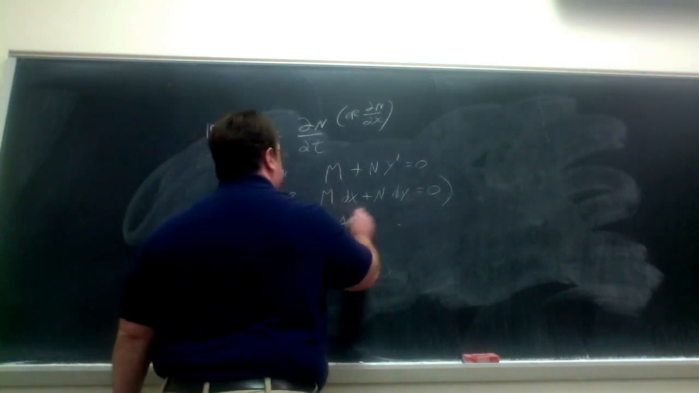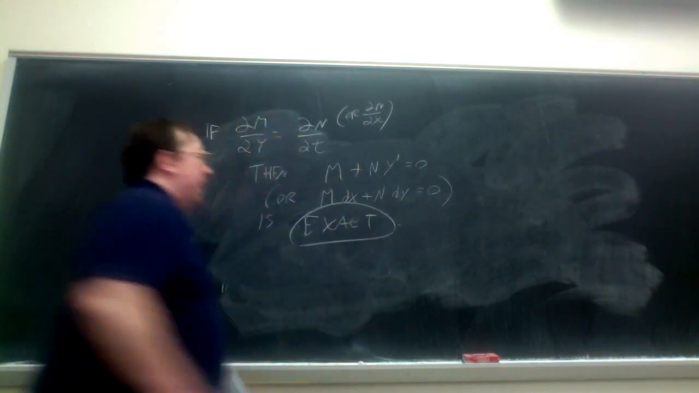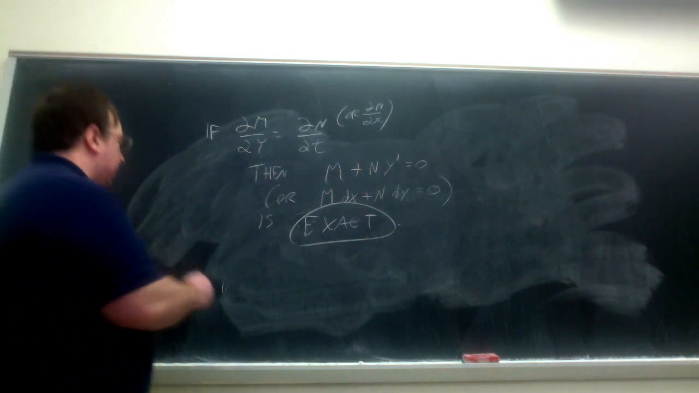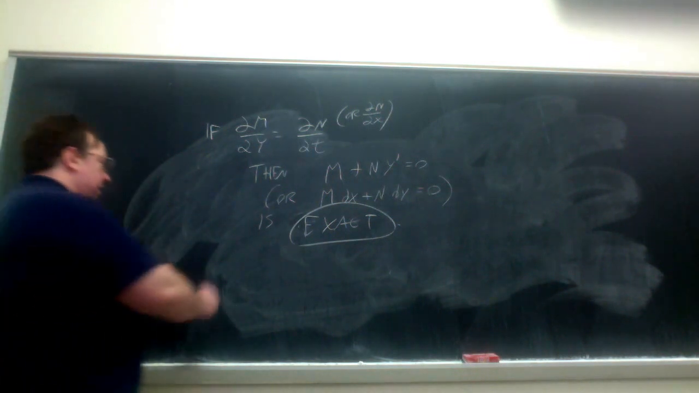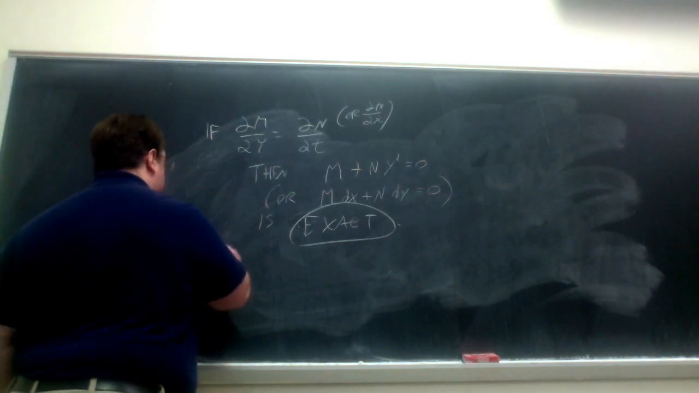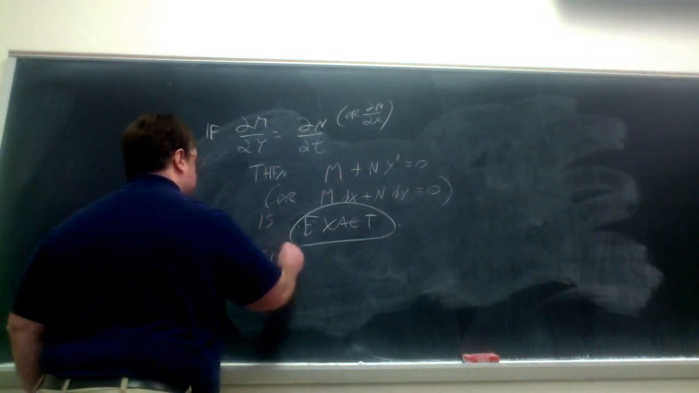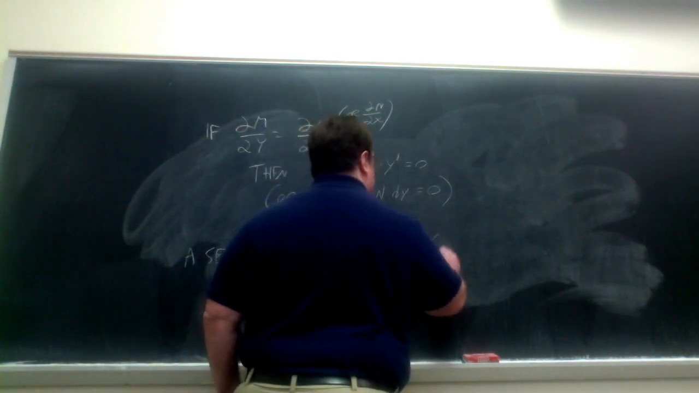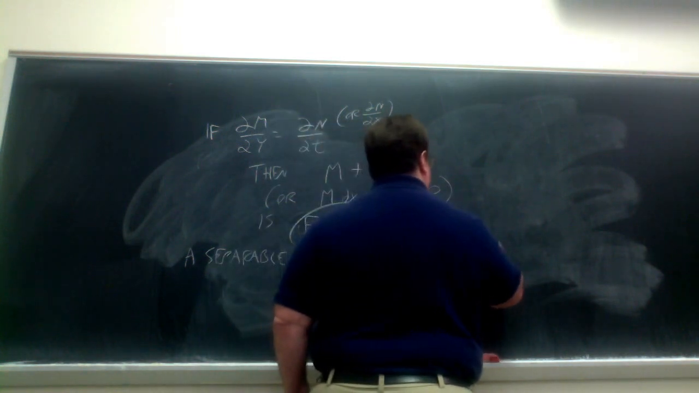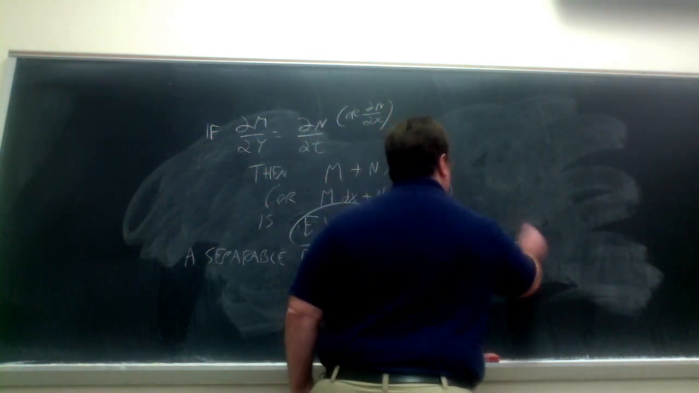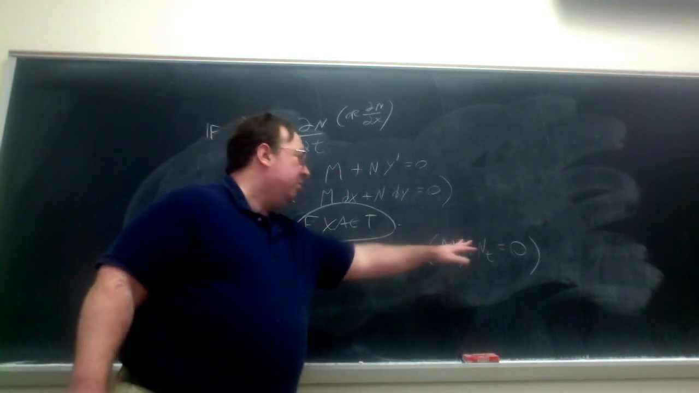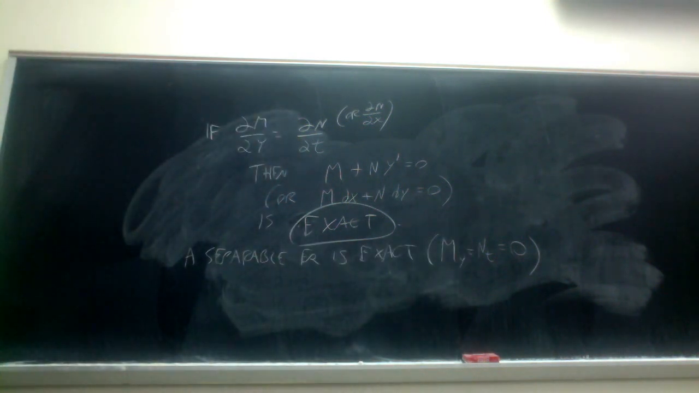We say that such an equation is exact. Now, to tie this into things you've already seen, any separable equation is exact, because in that case, dM/dy and dN/dt are both equal to 0. M and N each depend on the opposite variable. What we're talking about now are equations where these two are no longer zero, but they're still expected to be equal.